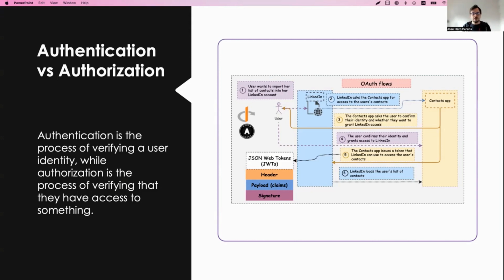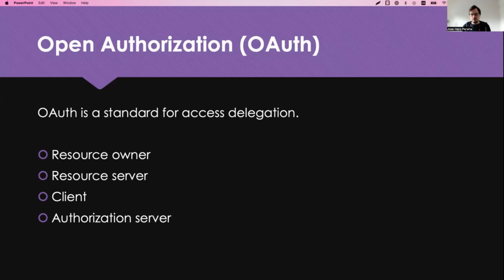Let's now talk about authentication versus authorization. Authentication is the process of verifying a user identity, and in many cases also the process of giving them an access token to our APIs. And authorization is the process of verifying that a user has access to our API. We usually handle authentication with OpenID Connect, and we usually handle authorization with Open Authorization.